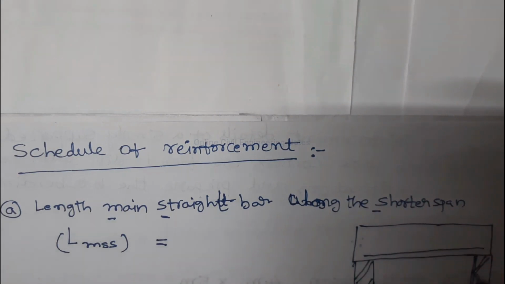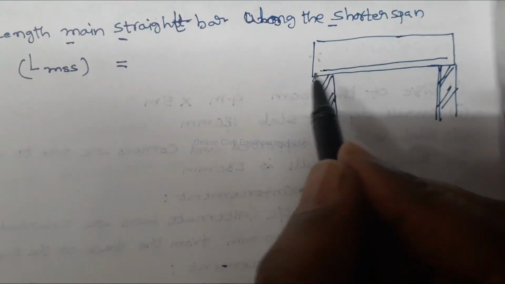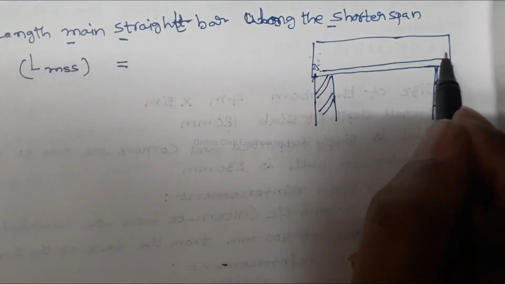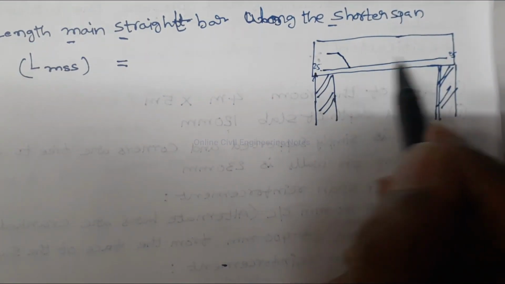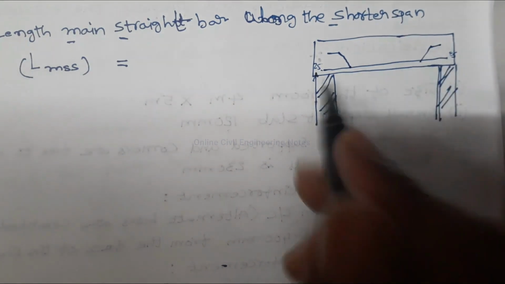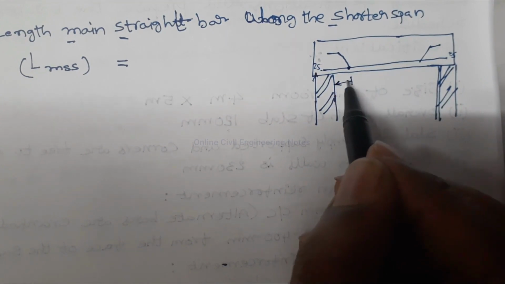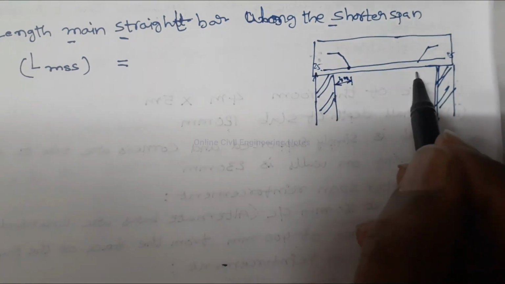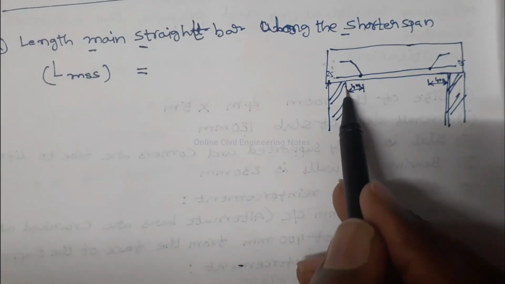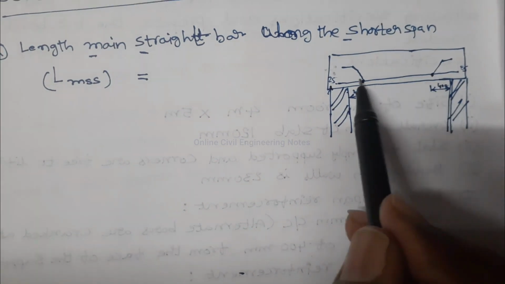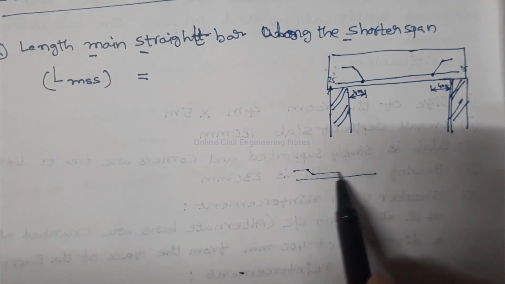These are the supports on both sides. The cover on both sides is 25 mm. And alternative crank bars are provided at a distance of 400 on both sides of the supports. This is 400 from this support. Similarly on this side also main bars and the cranked bars are provided alternatively on the shorter span as well as on the longer span.